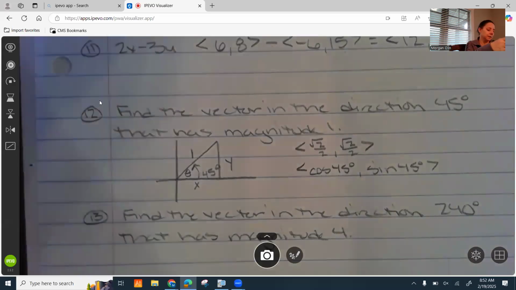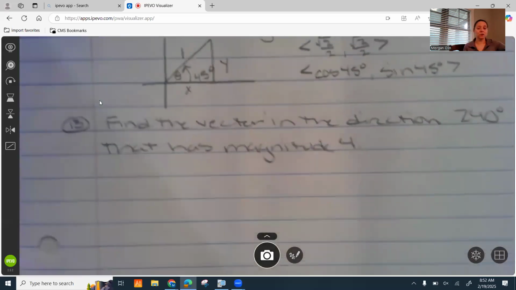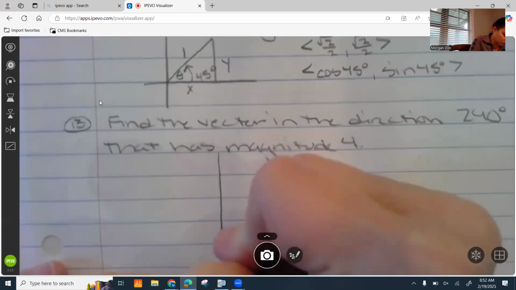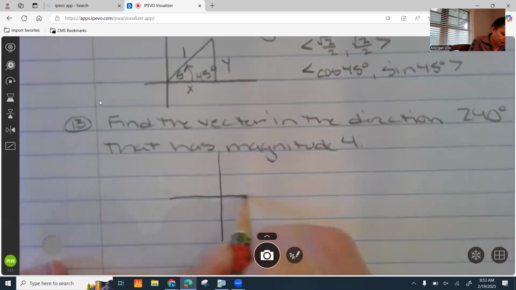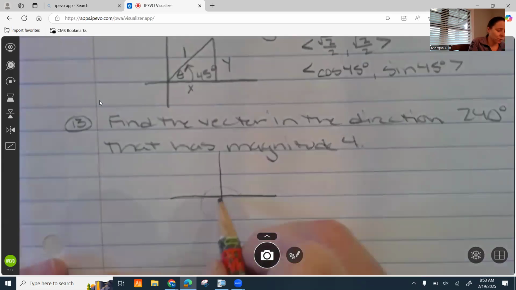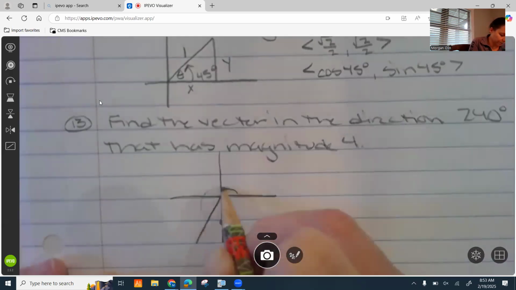All right. Find the vector in the direction 240 degrees. So I had to figure out where 240 is. All the way to here is 180. All the way down here is 270. So that's a little too far. So 240 would be somewhere in here.